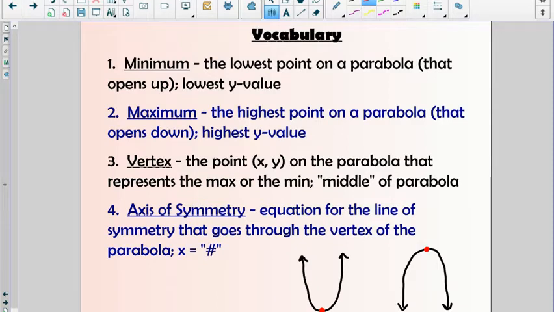And last but not least, we have the axis of symmetry. It's an equation for the line of symmetry that goes through the vertex of a parabola. So it's always going to be a vertical line, and we usually use a dashed vertical line to show the axis of symmetry, or sometimes called the line of symmetry. And again, it goes right through the vertex, which is at the middle of the parabola, and it splits my left side and right side into two halves, keeping in mind that it's symmetrical. The left side and the right side are mirror images of each other, and that line represents the midpoint.